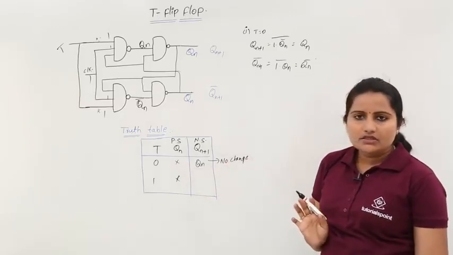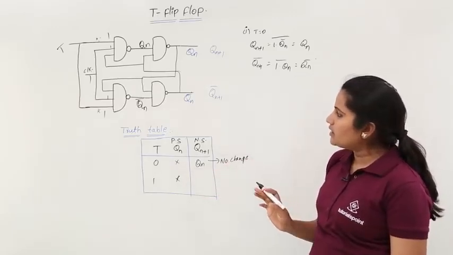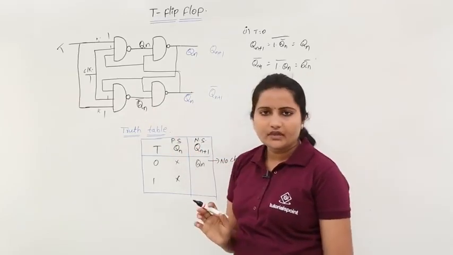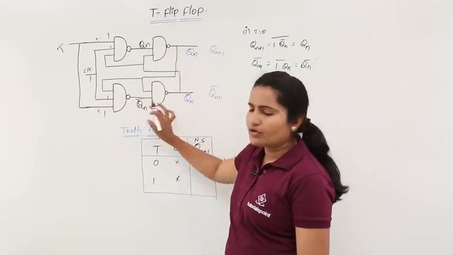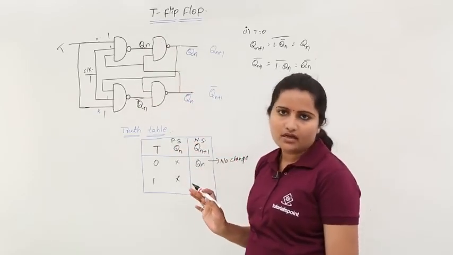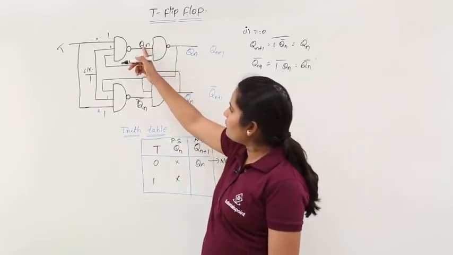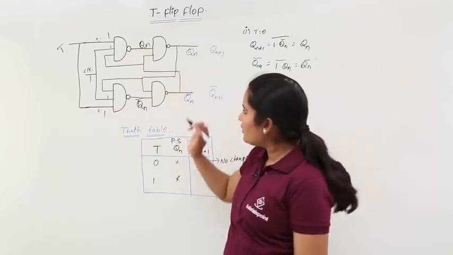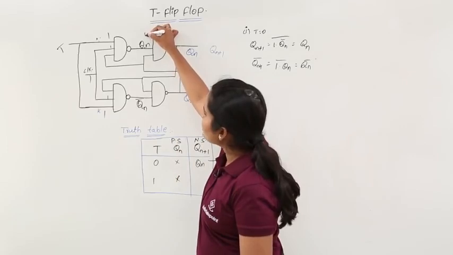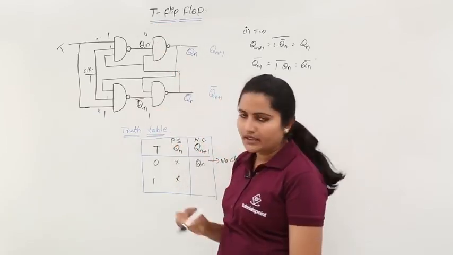Now I am taking this Qn to the output, that means you can take 0 1 or 1 0. If Qn equal to 0, Qn bar you are getting 1. For example, if you got 0 here, obviously you are getting 1 here.